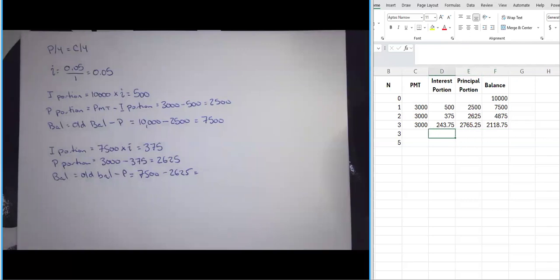Now, when we get to the last line, so when we make another payment, we're not going to pay $3,000 because that's going to be an overpayment. So when we get to the last payment, we sort of do it backwards. So the final balance is 0 because we're going to pay off the entire loan. Now we're going to have to pay off some principal. How much principal do we pay off? Well, we pay off all of it, $2,118.75.